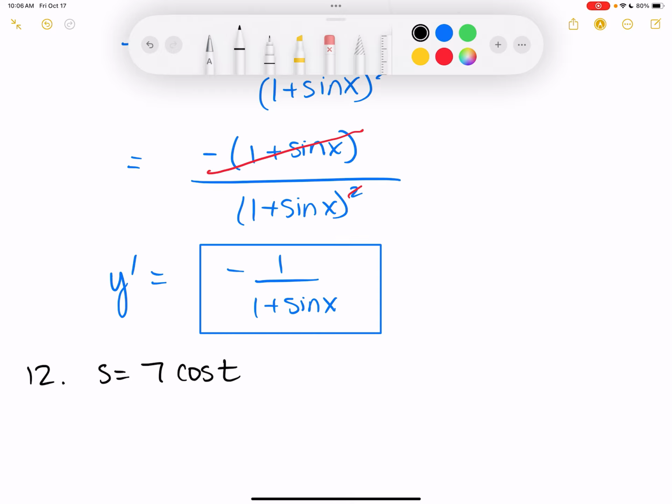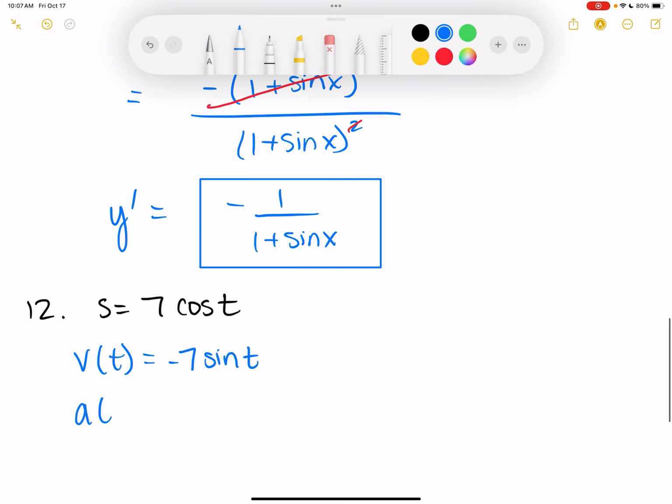So the velocity would be 7... Now, the derivative of cosine is minus sine, so it's going to be negative 7 sine of t. Then acceleration. The derivative of sine is cosine, so that would mean it's negative 7 cosine of t.